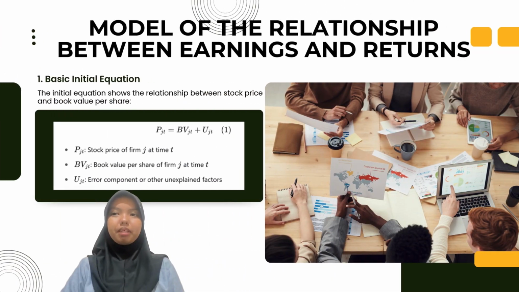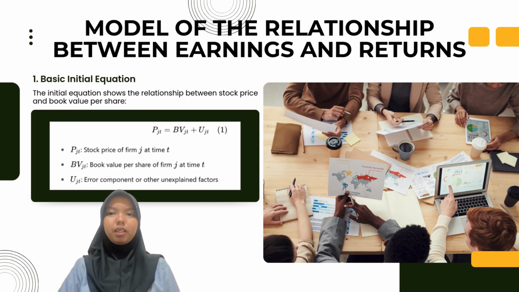Okay, I will explain about the model of the relationship between earning and returns. The first one is the basic initial equation. The initial equation shows the relationship between stock price and book value per share. Stock price of firm j at time t equals book value per share of firm j at time t plus error component or other unexplained factors.